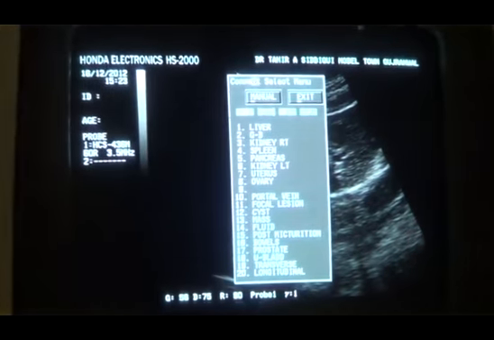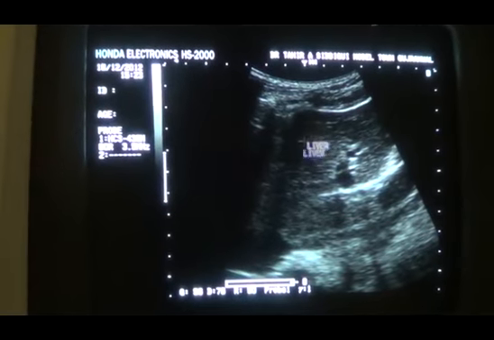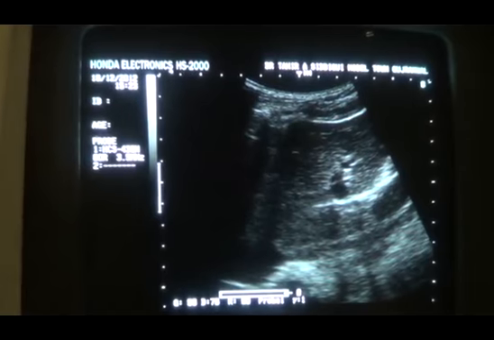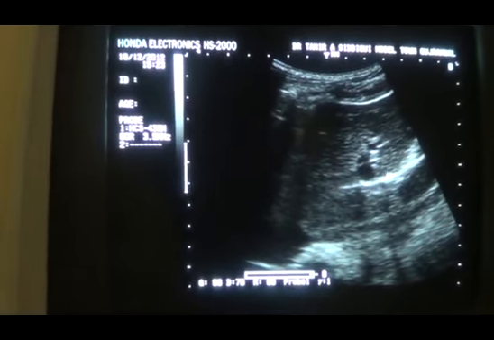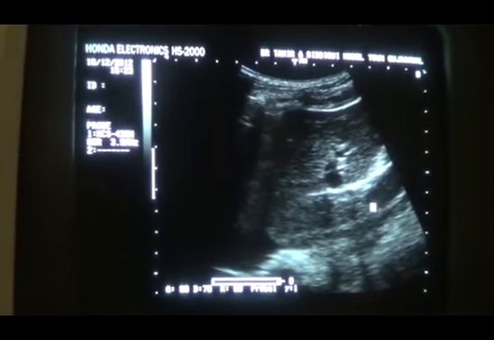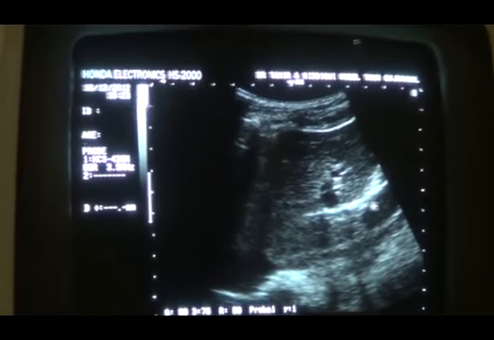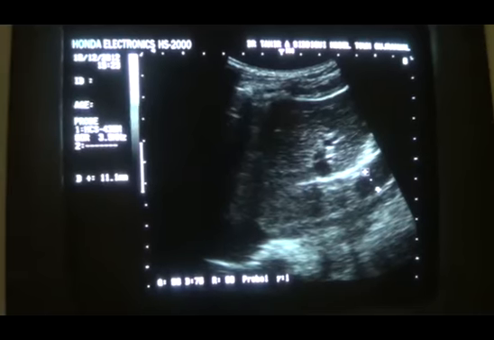Now this is the left lobe of the liver in longitudinal section, and this is the caudate lobe. This is the Ligamentum Venosum. This is the IVC. This is the portal vein, from inner to inner, measuring 11.1.